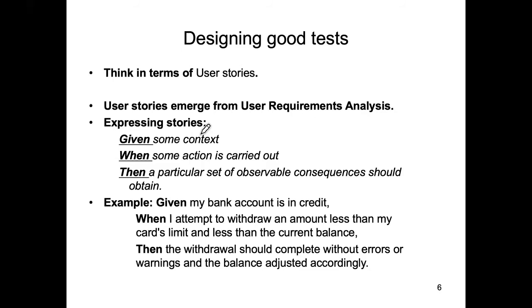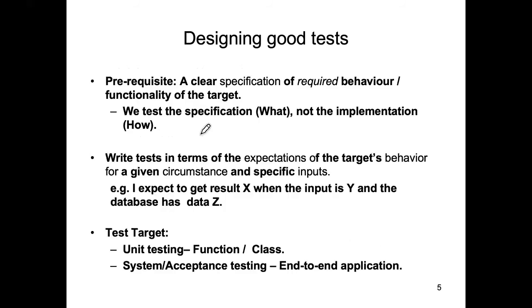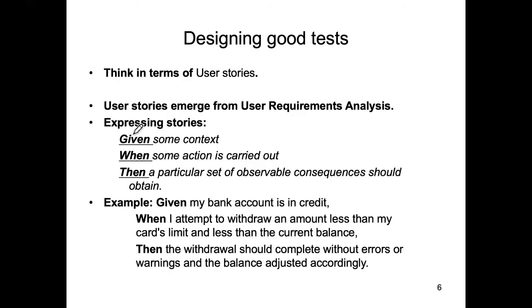And this kind of relates back to my previous slide where I was talking about, if I just go back for a second, circumstances. So given is stating what's the current context. When is expressing what action is the user going to carry out on the application. And then is expressing what should be the behavior or response of the application for a given set of inputs and a given context.